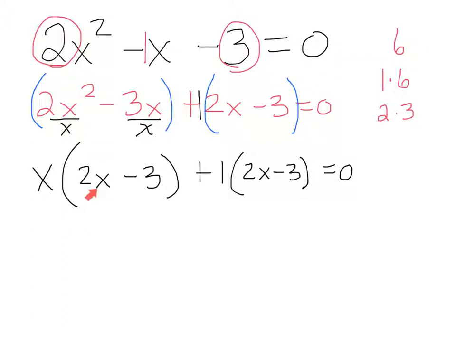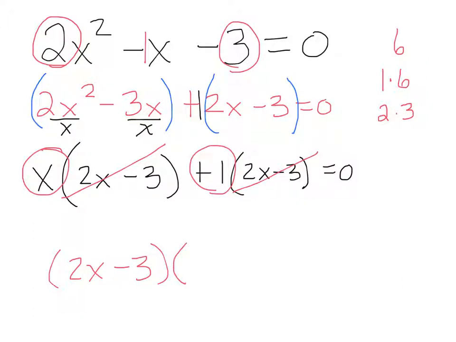Now what you notice is I've got a 2x minus 3 right here, and I have a 2x minus 3 right here in this term. Since they both have a 2x minus 3, I can factor it out. So I'm going to factor out the 2x minus 3. I've got 2x minus 3. And since I factored it out, it goes away from here, and it goes away from there. And so what you notice is left is this x and this plus 1. So I'm going to write x plus 1, and that all equals 0. So there, I factored it.